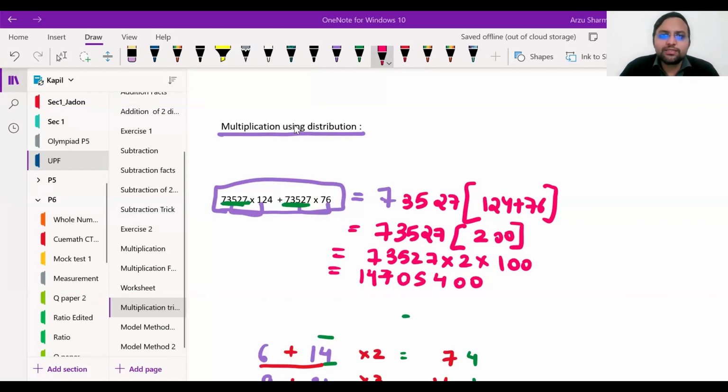Yeah, so this trick is dependent on the question. So we need to spot this.